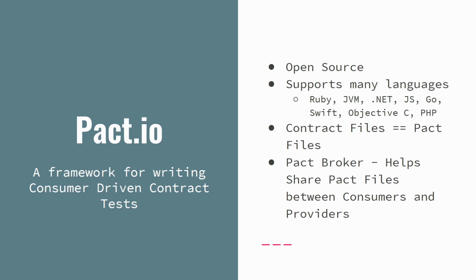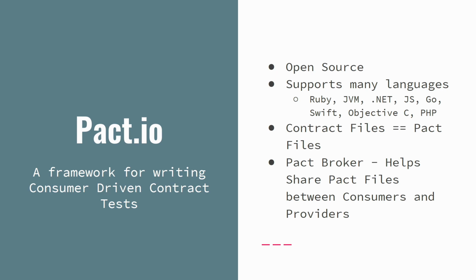And that's one thing to note when you look at Pact. Pact calls contract files Pact files, but the concept is exactly the same. It's a JSON file, and there's a JSON specification on top of it, just defining how it's structured. The other nice thing about Pact is you get a broker. And this broker helps you share files between consumers and providers.